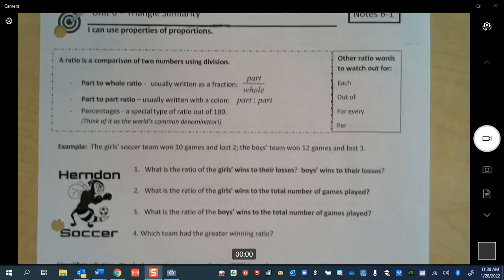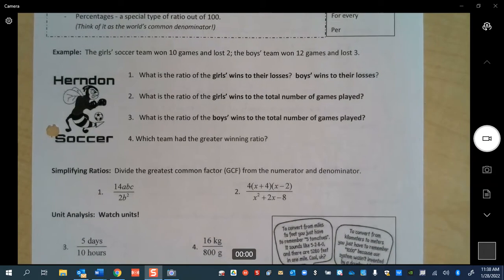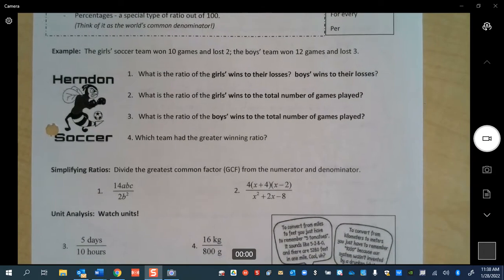So if you watched the video or you did this, you went ahead and experimented and played around with the girls' soccer team, won 10, lost 2. The boys won 12, lost 3. So it looks like the boys lost more games. But did it actually turn out the boys had a higher winning ratio? Right? Because when you looked at the comparisons between the numbers.